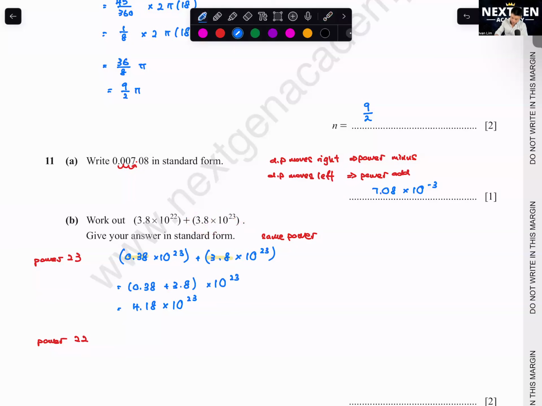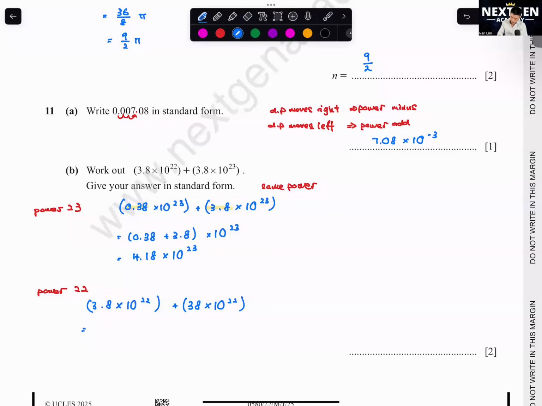So this will now become 3.8 times 10 to the power of 22 plus 38 times 10 to the power of 22. This one, why not so nice? Let me explain. 3.8 plus 38, we'll get 41.8 times 10 to the power of 22.